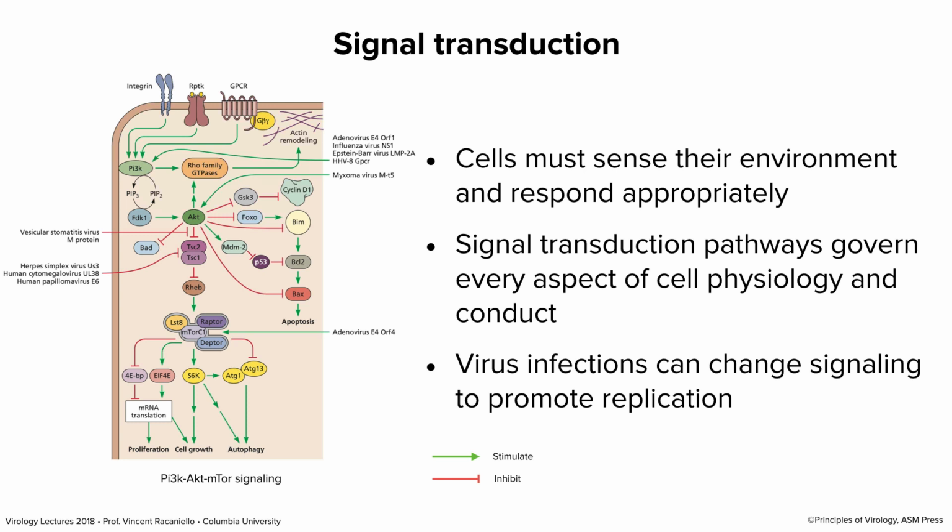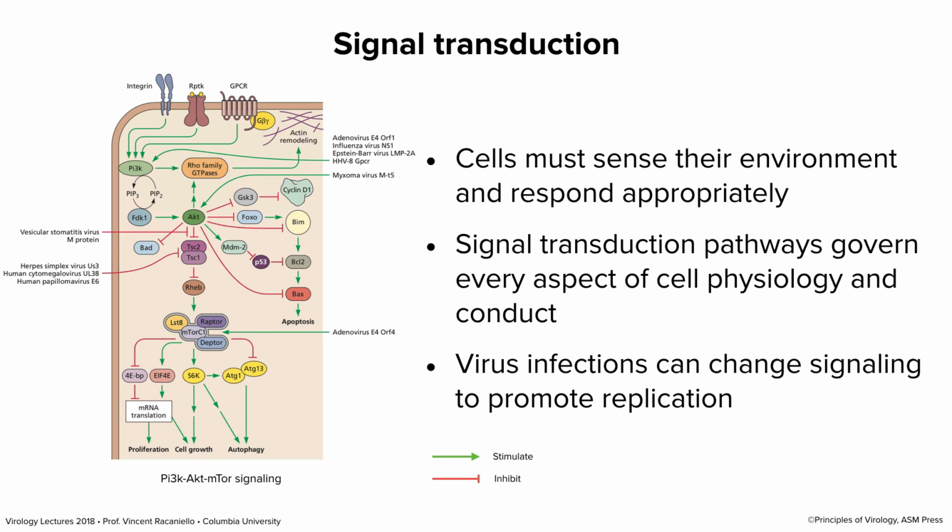Now, when I show you these diagrams, there'll be a few of them. The green arrows, of course, mean stimulation. So something is stimulating something else, and the red arrows mean inhibiting. And so, for example, if a growth factor binds its receptor on the cell surface, that will lead to stimulation of PI3 kinase activity, possibly in the form of phosphorylation.